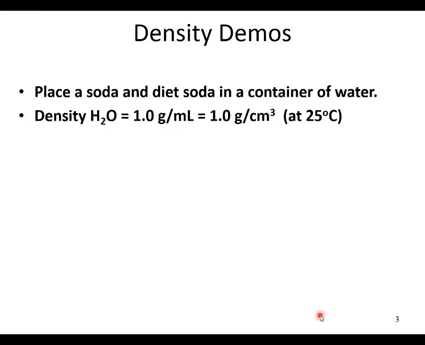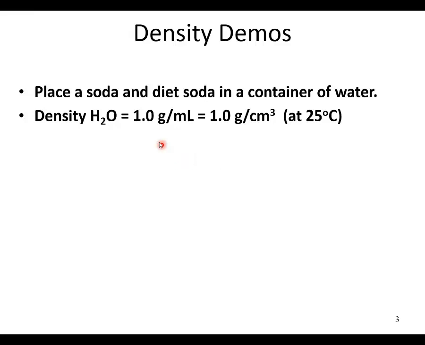Now, a really fun density demonstration that your instructors might want to do with you is to get a container filled with water, and if they have a standard soda and a diet soda, or if you can get these at home and put them in a container of water, you're going to see something kind of surprising. When I put the two into water, the standard soda will actually end up sinking and the diet soda will float. So there's a difference in density of the two.